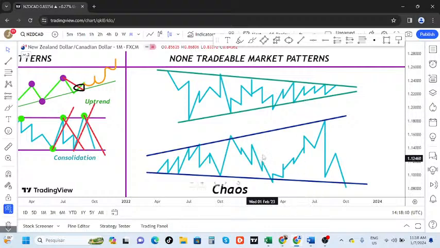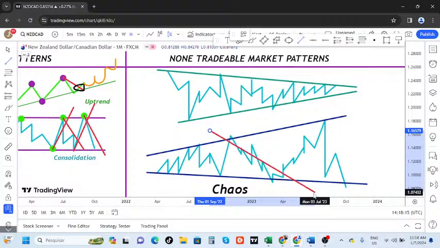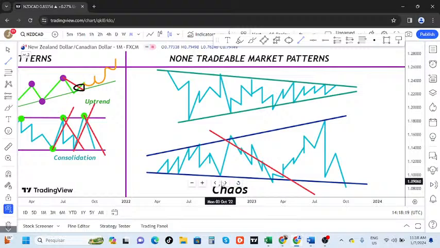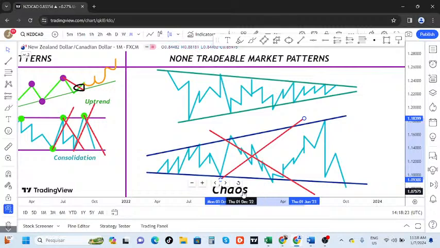All right, what about this one? This one is called chaos, and as I've learned, even professional traders around the world lose money on this kind of pattern. So for me, it means stay out.